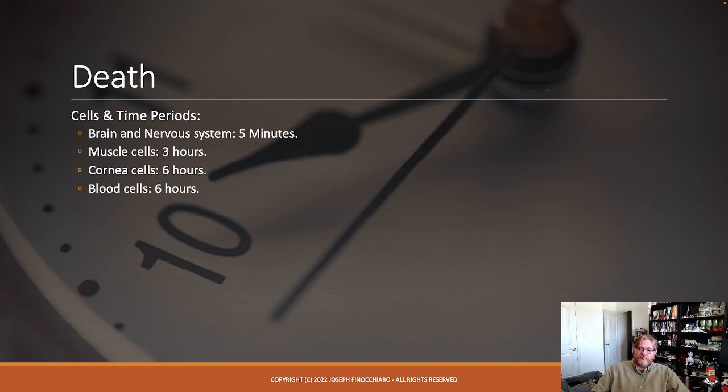So, very important slide here. Cells and their time periods. Brain and the nervous system last about 5 minutes. Muscle cells, 3 hours. Cornea and blood cells, 6 hours.